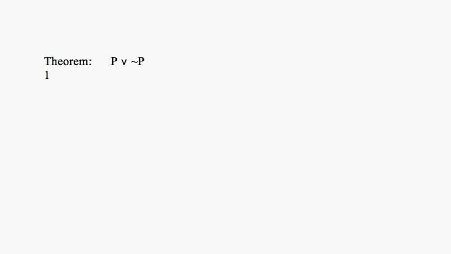Well, this is where things get sort of interesting. We need to make an assumption. It certainly doesn't make any sense to try to do an assumption for conditional proof. We're not trying to prove a conditional. So we assume the denial of what we want to prove.